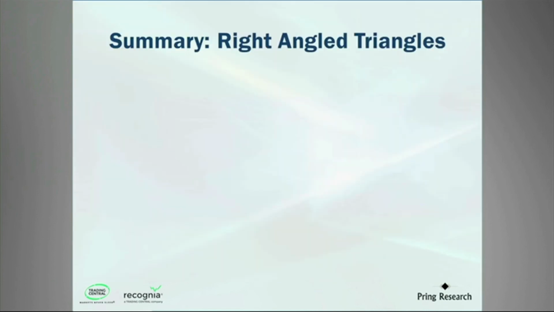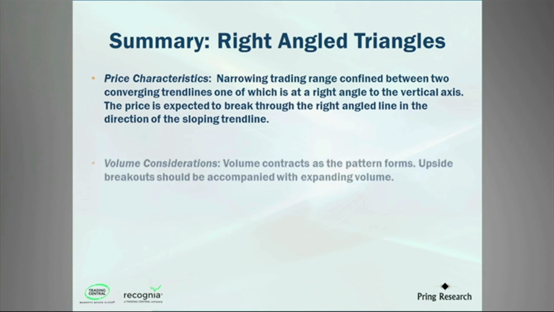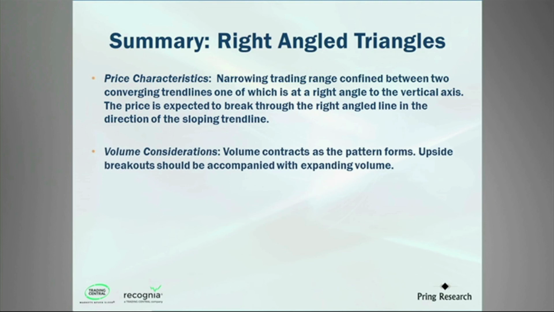Summary for right-angled triangles. Price characteristics: a narrowing trading range confined between two converging trend lines, one of which is at a right angle to the vertical axis. The price is expected to break through the right-angled line in the direction of the sloping trend line. Volume considerations: volume contracts as the pattern forms. Upside breakouts should be accompanied with expanding volume.